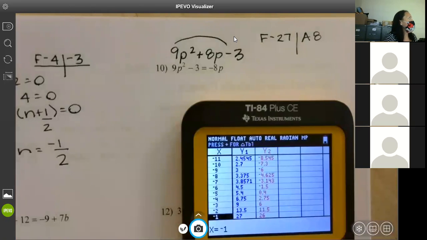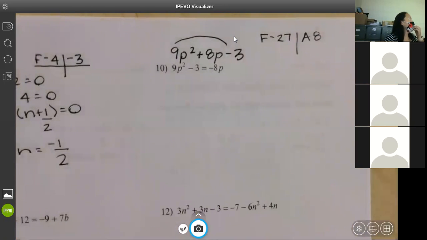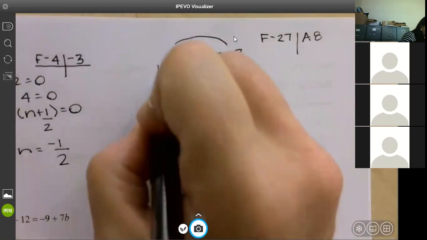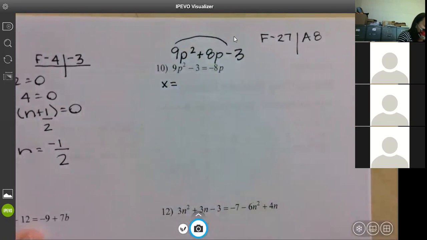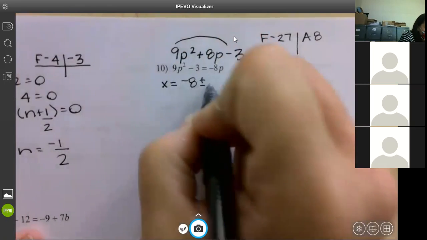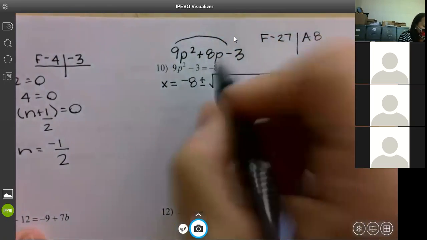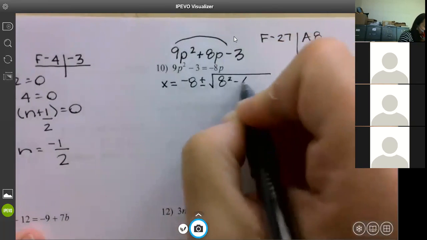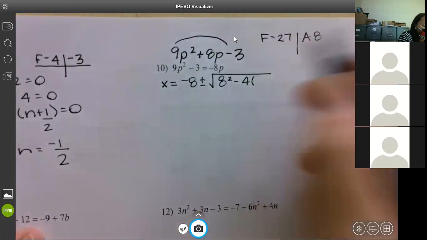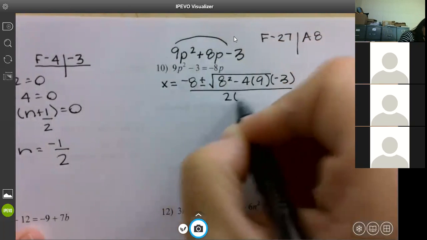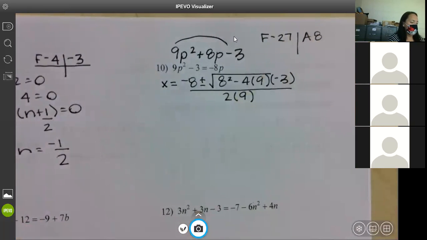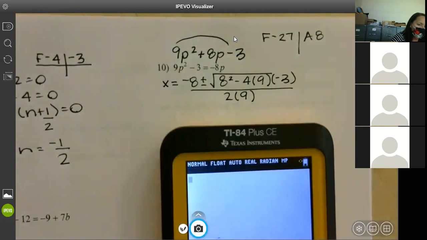This one's not factorable. Okay, so as soon as you know it's not factorable, now we have to do the quadratic formula. So x equals, from right here, what's my formula? Tell me all my numbers. -8 plus or minus the big fat square root of 8 squared minus 4 times 9 times -3, all over 2 times 9. Work on the middle: 8 squared minus 4 times 9 times negative 3. And we get 172.